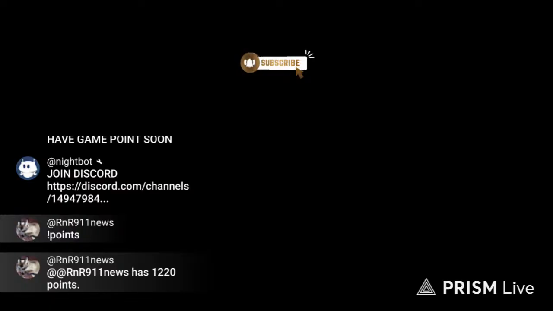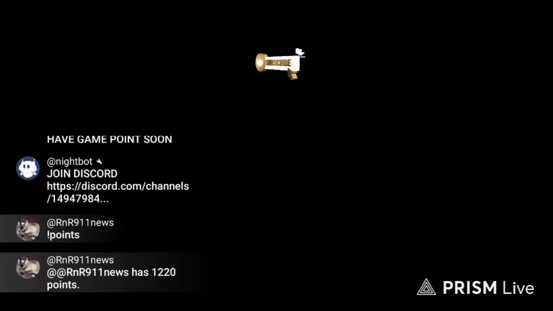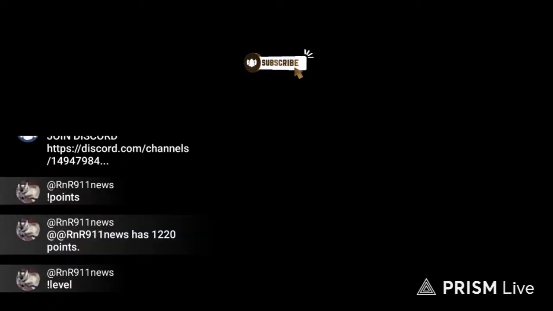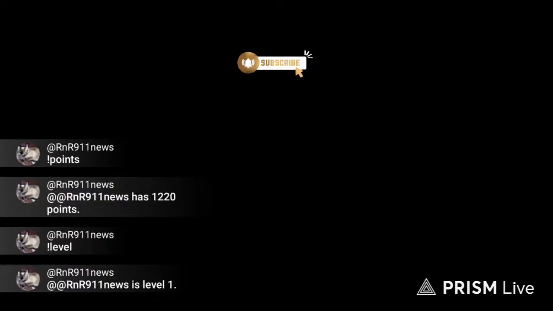Now, if you want to see what level you're at, the more you chat, the more you talk, the more you interact, the higher the level you get. Here it shows I'm at level 1. When you're first starting, you're probably at level 0, and you can work your way up. The higher the number, the higher the level you are. I'm just starting this, so I'm at level 1. It'll take me a while to get up.